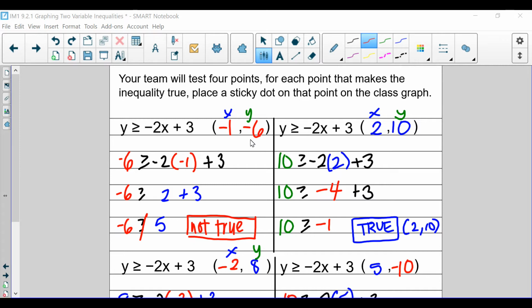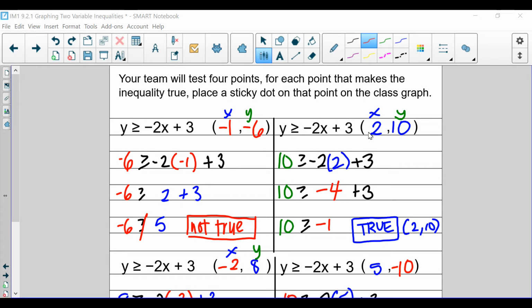So what happened is I replaced x with -1. That's why you see it here. And I replaced y with -6, which is here. Then I solved the calculation and I noticed this is not true, which means this point is not a solution to this inequality, meaning it doesn't work.